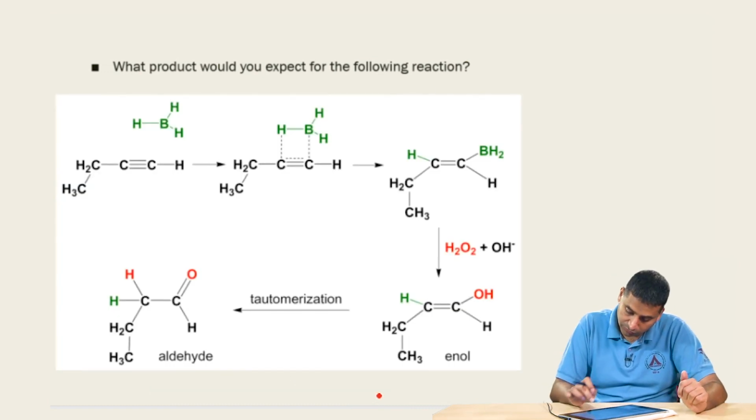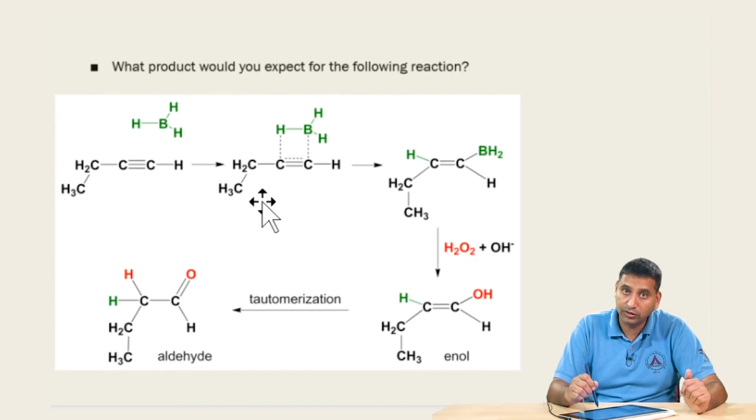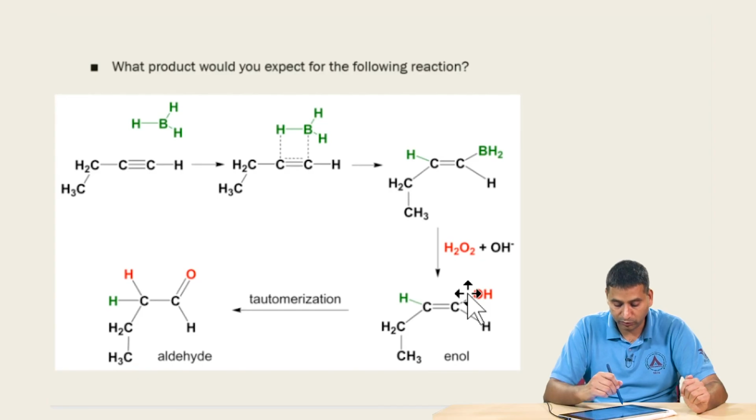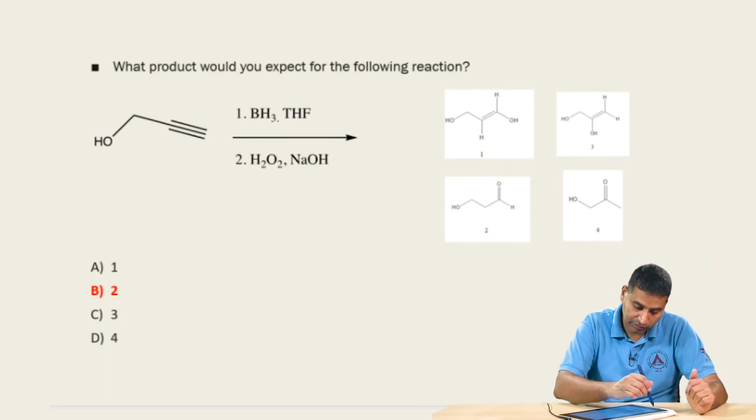So, if you look at the solution as shown here, you would first form the addition of BH2 here giving you this borane over here and then this borane is further going to undergo oxidation to give you the enol which will tautomerize to give you the aldehyde. Therefore, the correct answer here would be the product as shown in this which is 2.